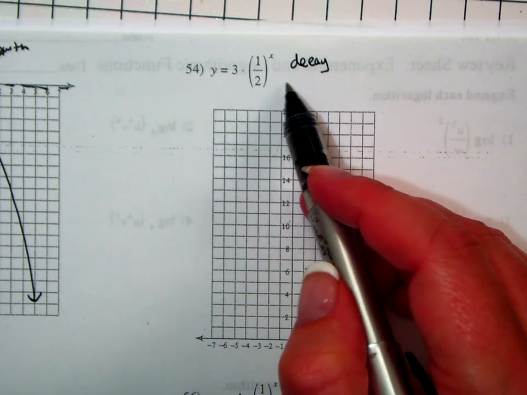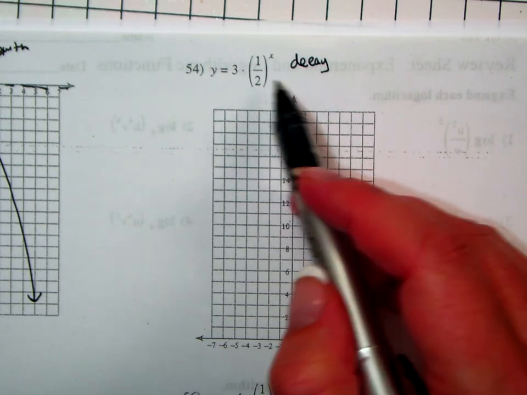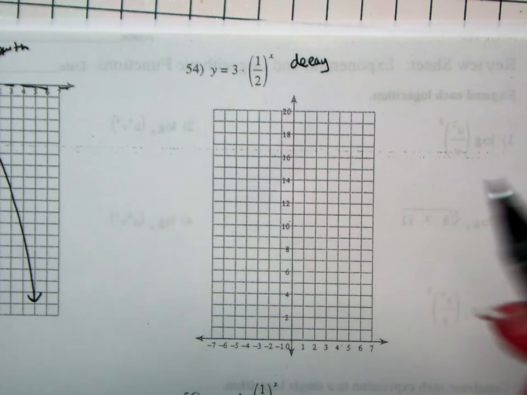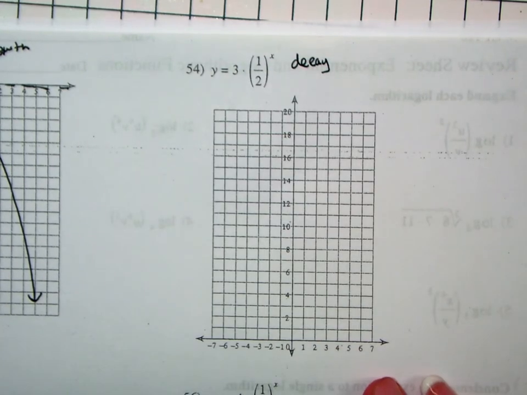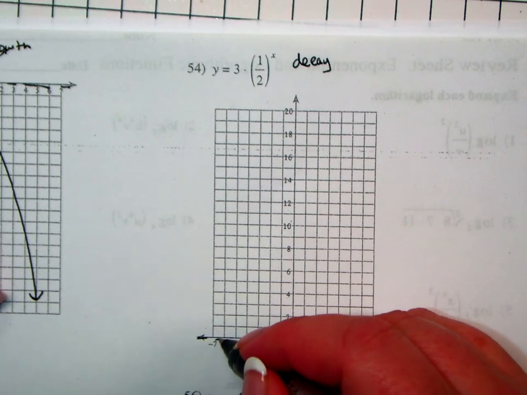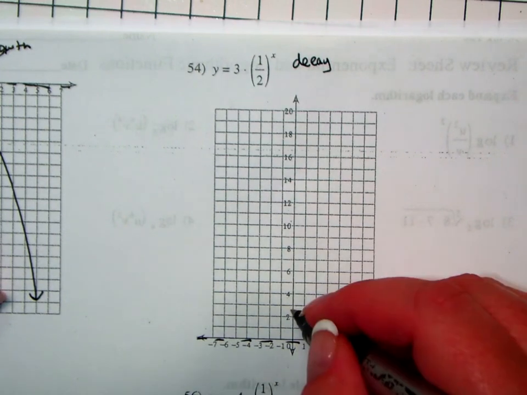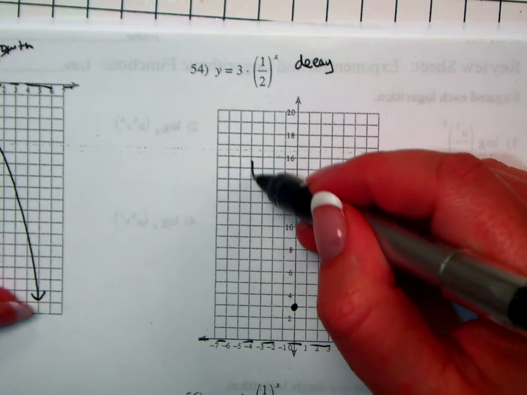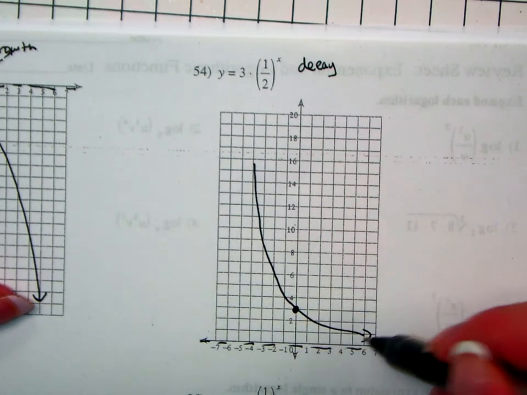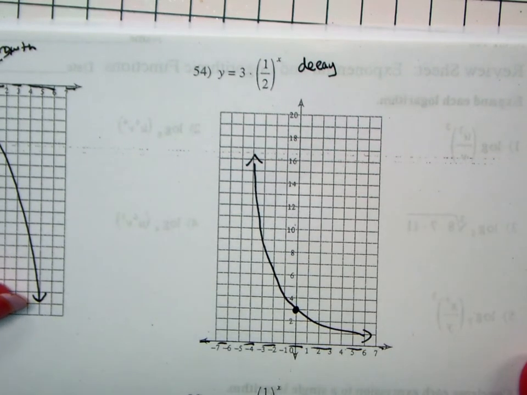There is no vertical shift, so the asymptote is at 0, and the initial value is +3. So 3 units above the asymptote is where we need to draw that initial value. The asymptote is at 0, the initial value is 3 units above that, and we need to draw a decay through that point. All right.